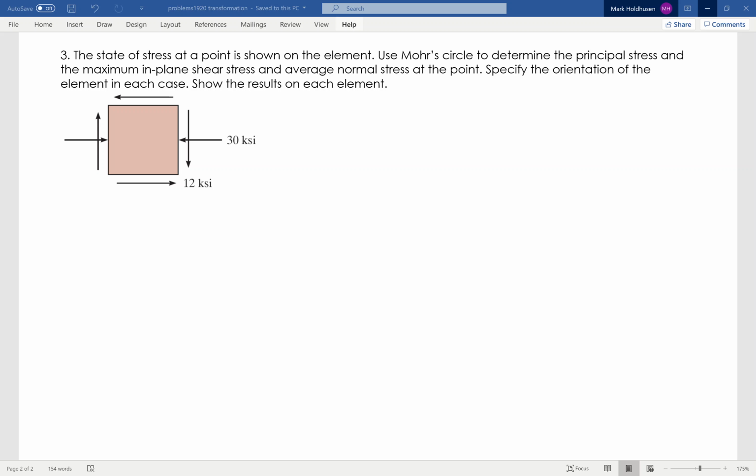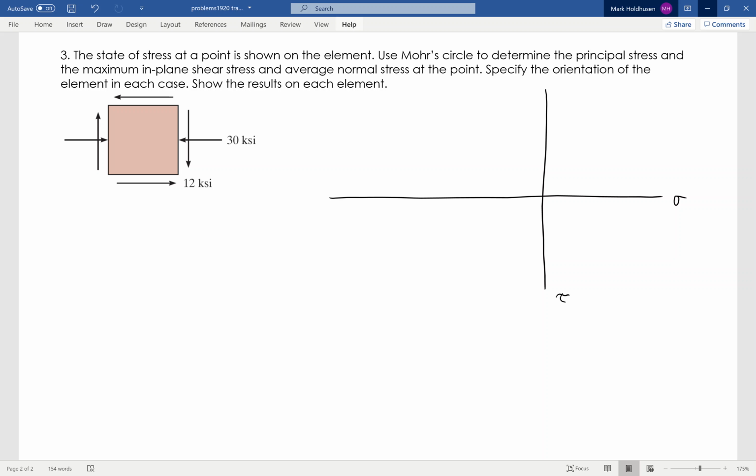Okay, so we can set up something called Mohr's circle to figure out the principal stresses on an element such as this. So the first thing we need to do is set up our axes, where you've got your horizontal axis as your normal stress, and then you've got your vertical axis going downward as your shear stress, like so.